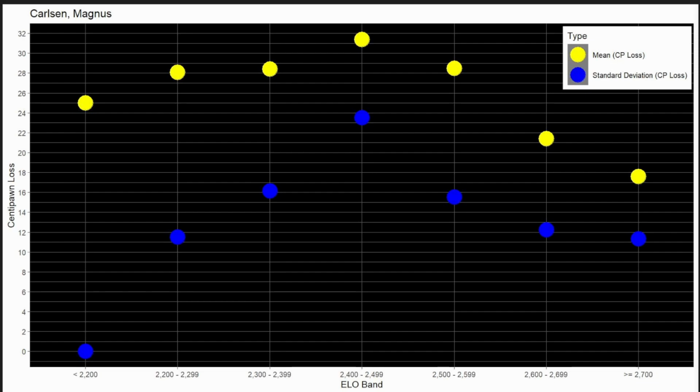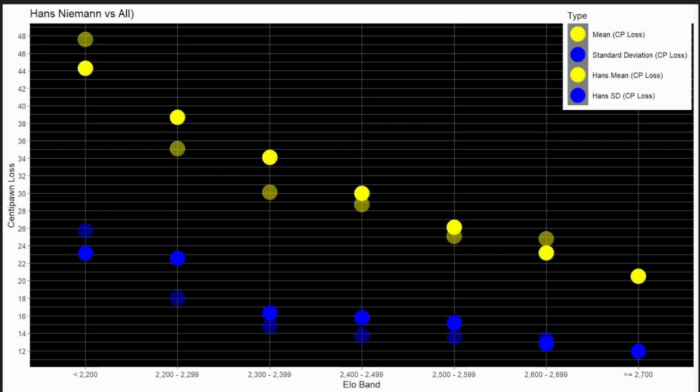Okay, and now we get some comparisons. Oh, we have Magnus Carlsen. This is such an interesting one, that when he was playing at the lower elos, he was better than average. He was better than that level. Niemann, can you really make the case that this guy doesn't follow the trend? So here's the trend, the bright yellow, and the transparent yellow is Niemann.